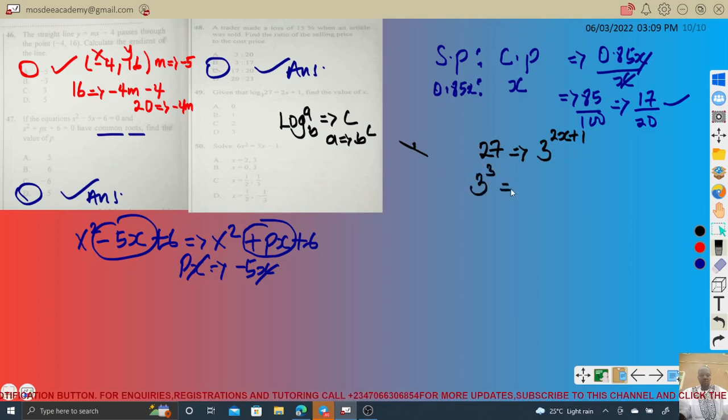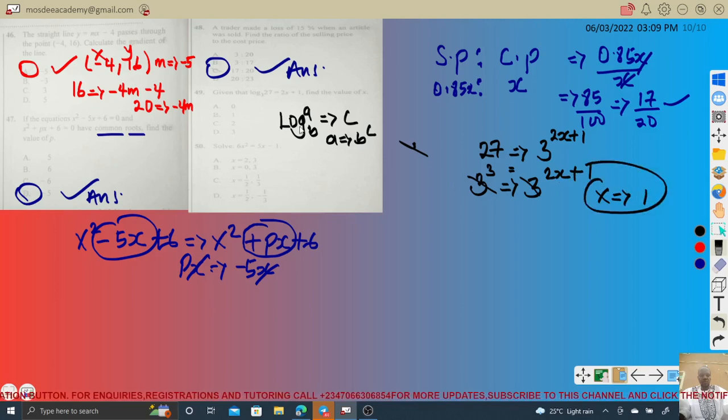This in terms of 3, everybody can do this. 3 raised to power 3. I just pray you don't make a mistake, equals 3 raised to power 2x plus 1. The 3 gets cancelled out by equating the power. I think this is very simple for everybody. So equate the power. 3 is equal to this. Solving this one, x is equals to 1 directly, because 3 minus 1 is 2. 2x equals 2. x is equals to 1. So simple. That's the answer.